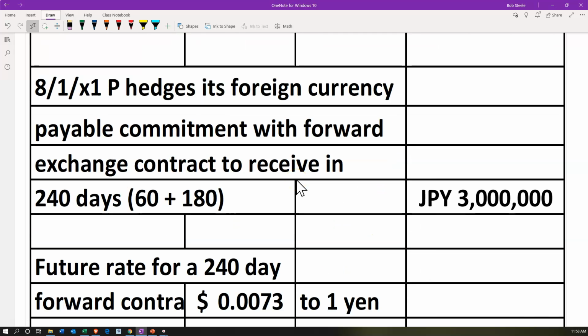Now we have this other thing, the foreign contract or the forward contract happening at the same point in time. It's going to overlap the same time period, meaning on 8/1/X1, P, us, hedges its foreign currency. So we're going to have a hedge here, hedging the foreign currency payment commitment with a forward exchange contract to receive in 240 days, 3 million yen. So in 240 days, we're going to get the 3 million yen from the forward exchange contract. That's going to cover both those basic time periods.